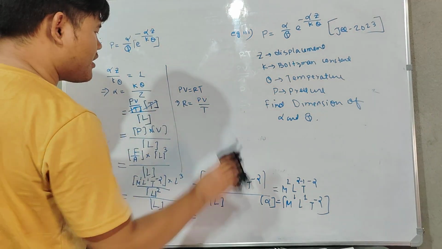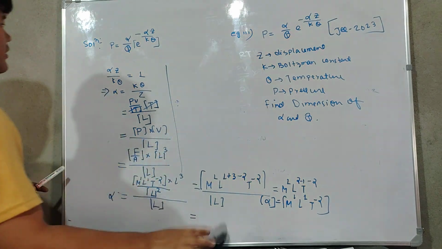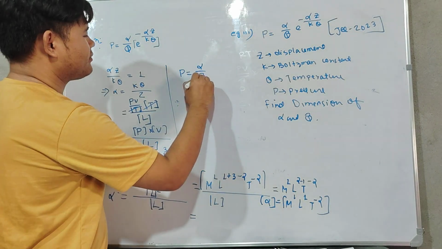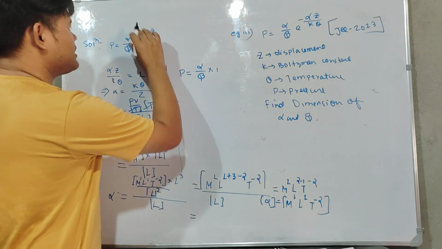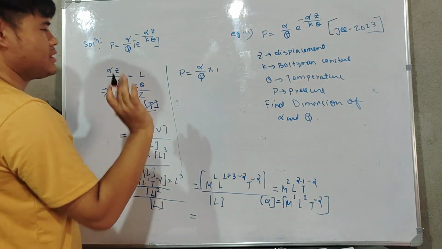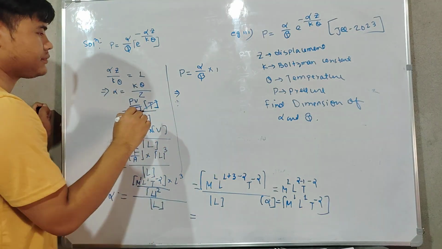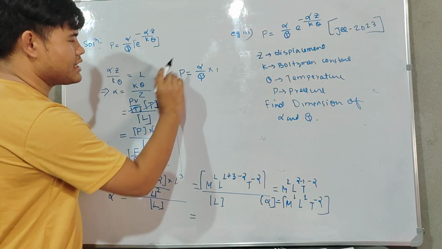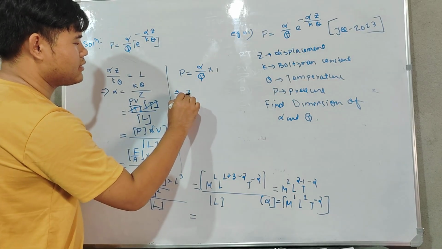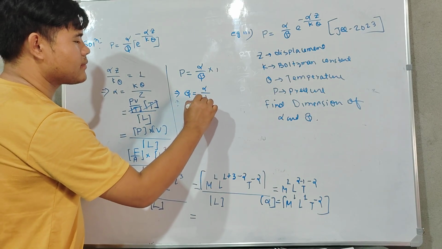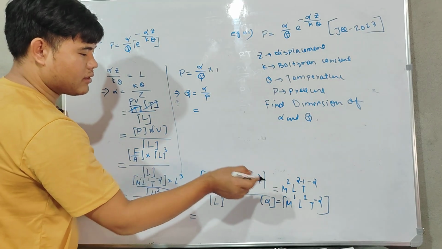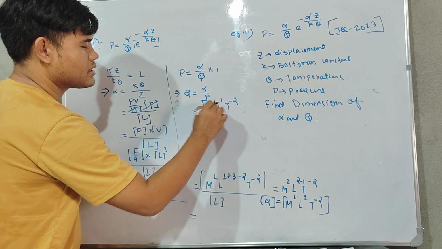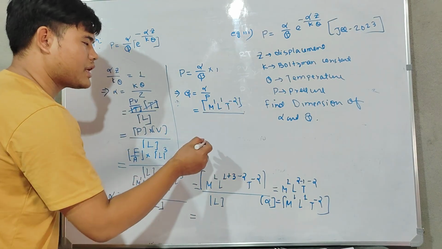Next, can you find it out for beta? Yes. So P is equal to alpha by beta is given. This one is dimensionless as a whole, so dimensionless means 1. So now pressure. Pressure is force per unit area. So first let us arrange it. So beta will come here and alpha by P. So alpha, what do we get now? M1 L1 T to the power minus 2, and pressure is force per unit area.